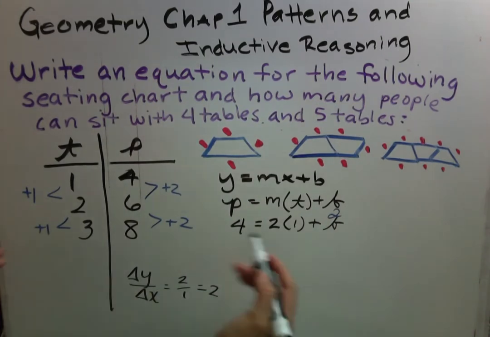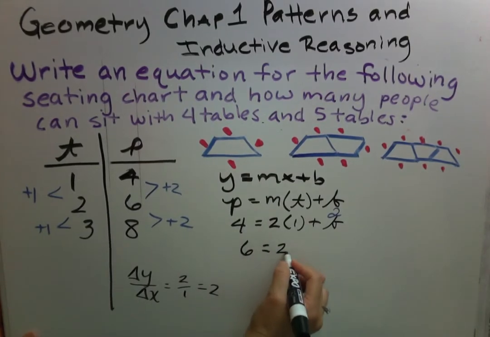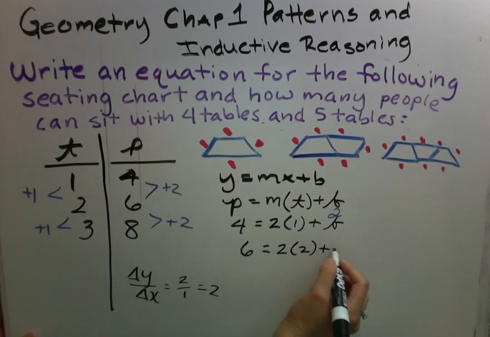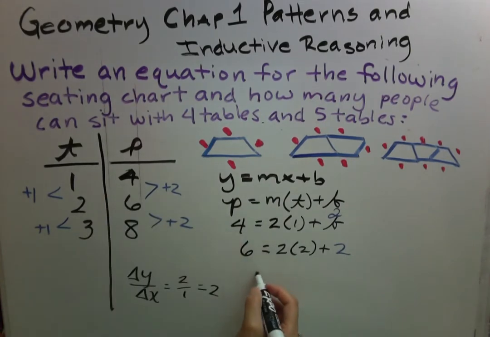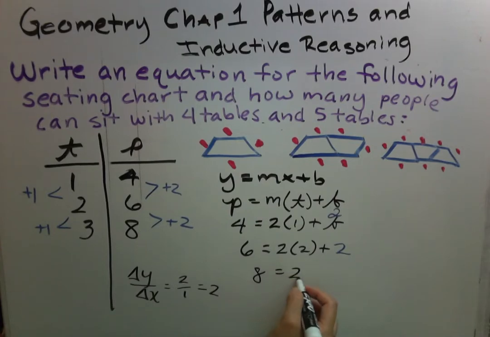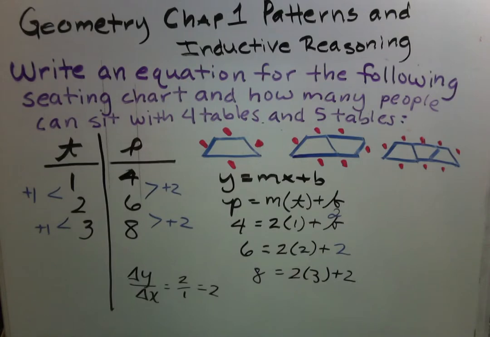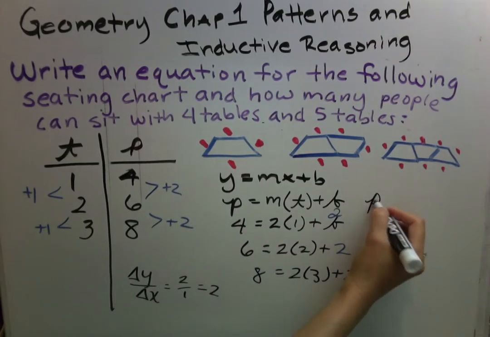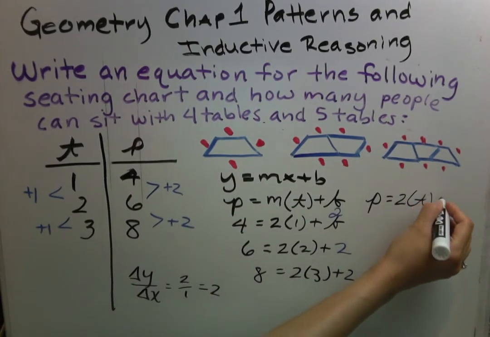Let's see if it works for the next equation. 6 equals, the slope is 2, times 2 plus 2. Again, that checks out too. 4 plus 2 is 6. Here we'll try 8 equals 2 times 3 tables plus 2, which works out. So we can conclude that our equation is P equals 2 times T plus 2.